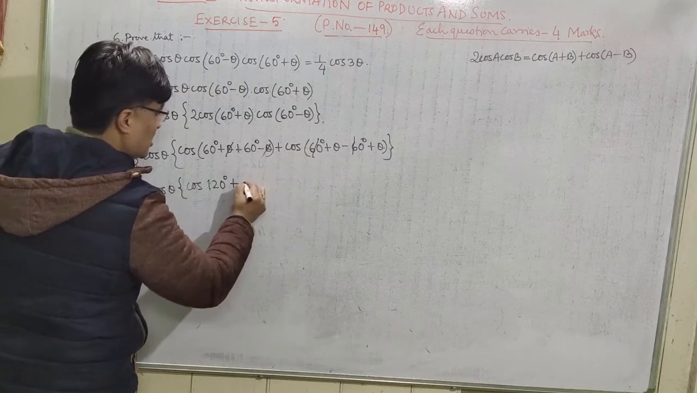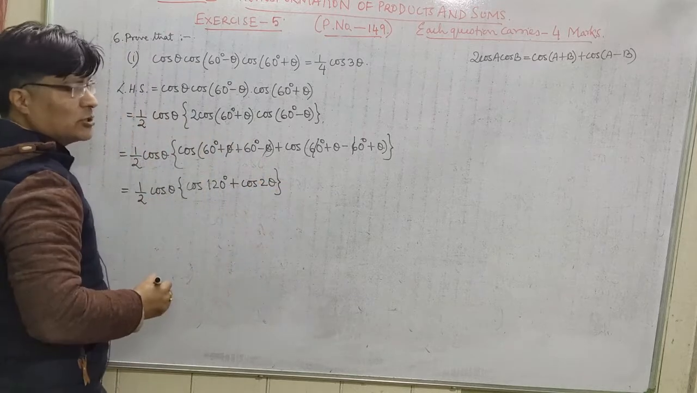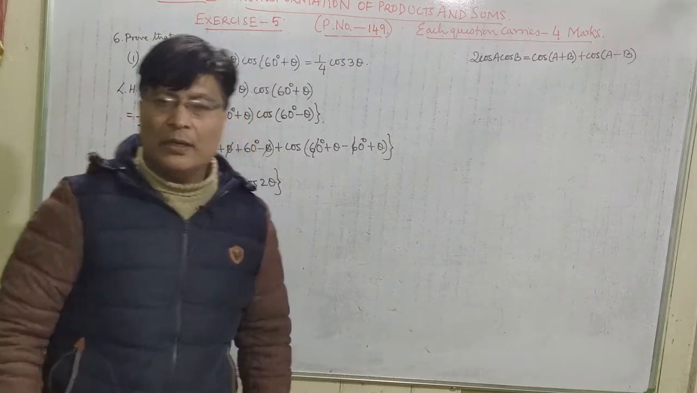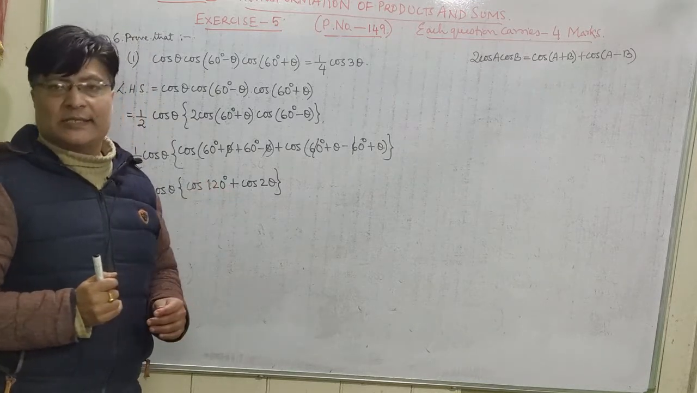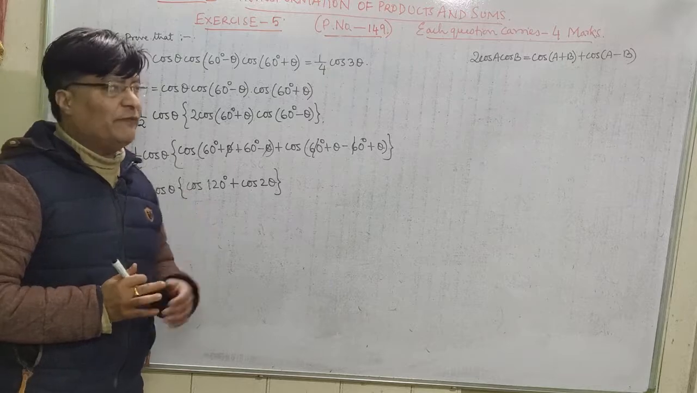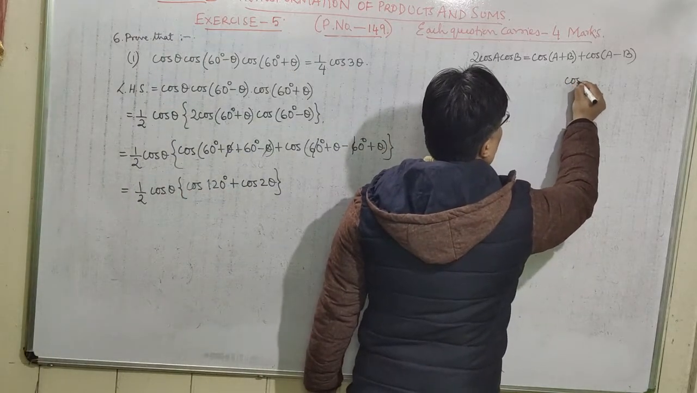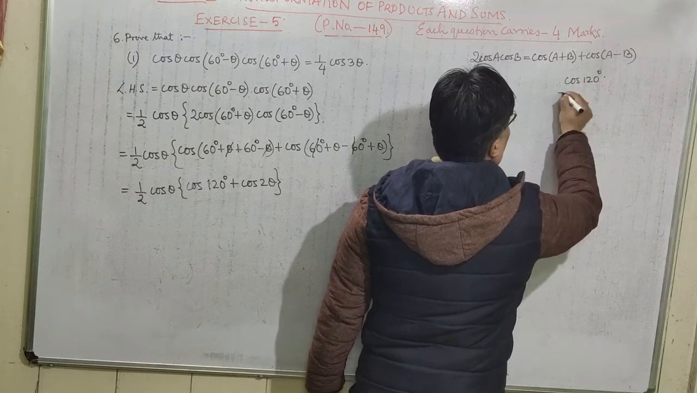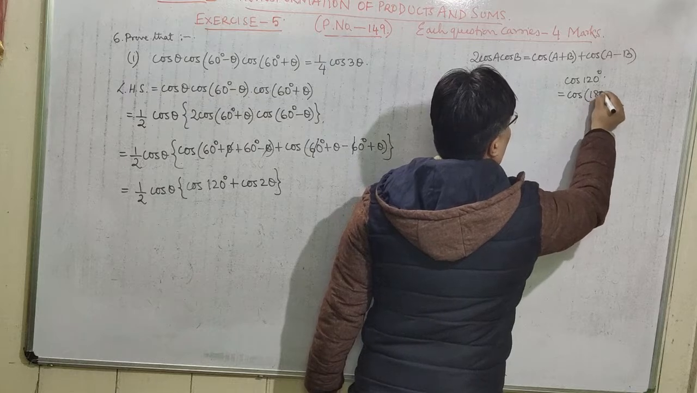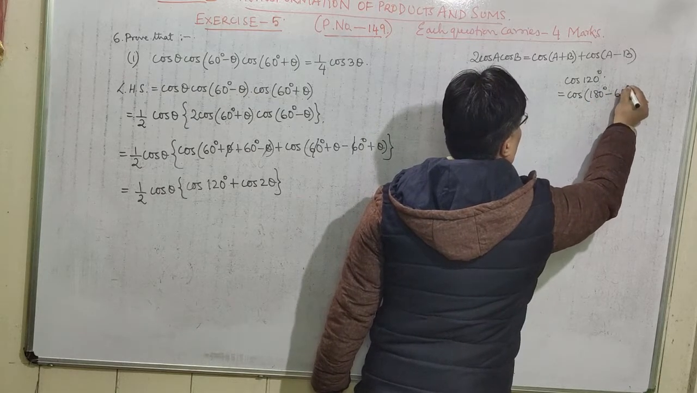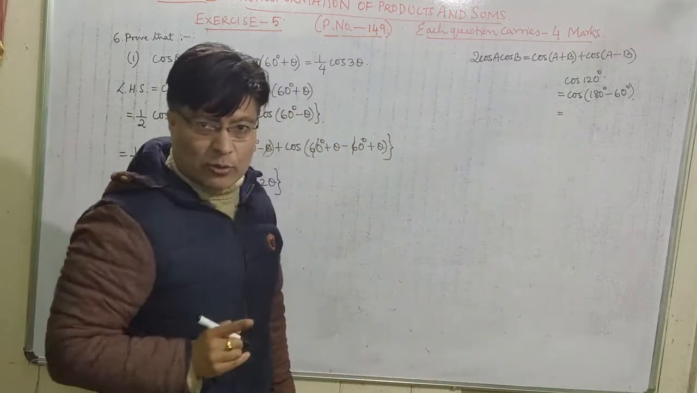Then plus, how much is that? Cos theta plus theta is twice theta. Second bracket is closed. So now here cos 120 degree is the standard angle. You can easily find out the value for cos 120 degree, right? So how can you find out the value for cos 120 degree? So this is the standard angle. It can be written as cos 180 minus 60 degree. Okay. So cos 180 minus theta lies in the second quadrant.